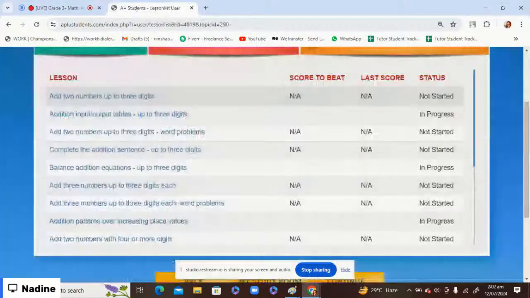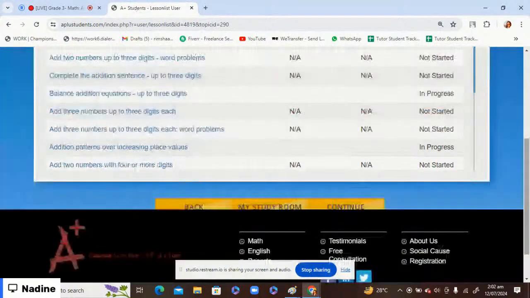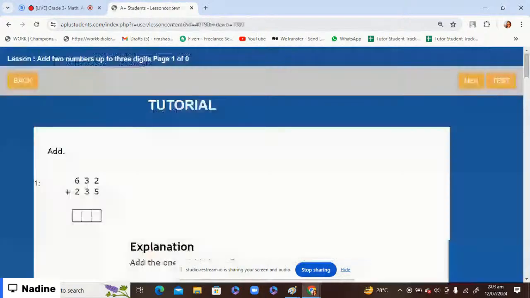So let's get started with the first one. Addition to numbers up to 3 digits. Okay, I'm just checking my mic. All right, so let's get started.